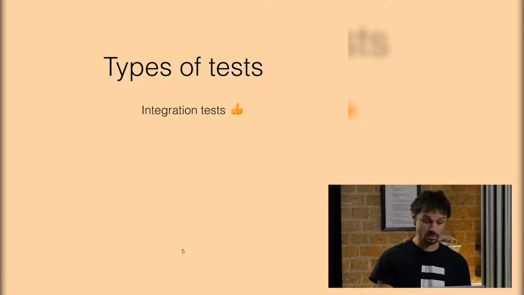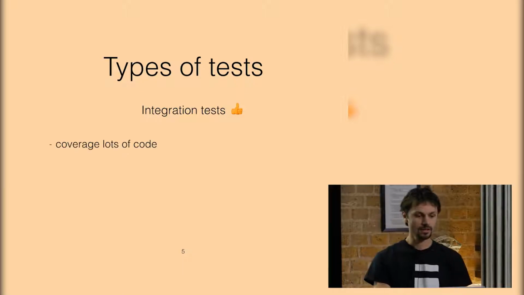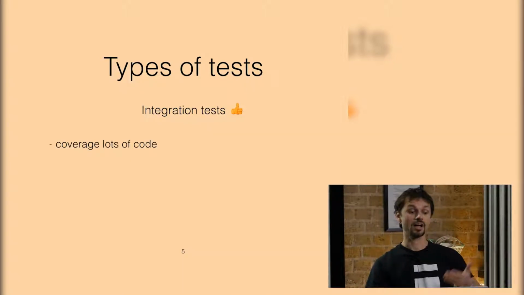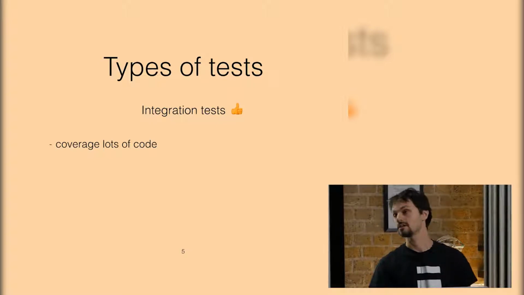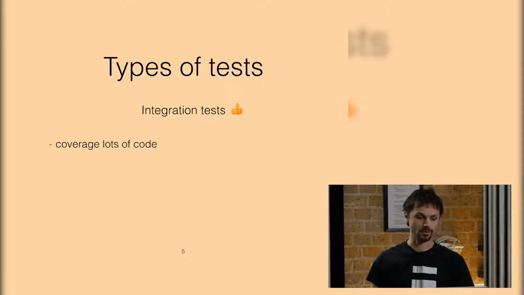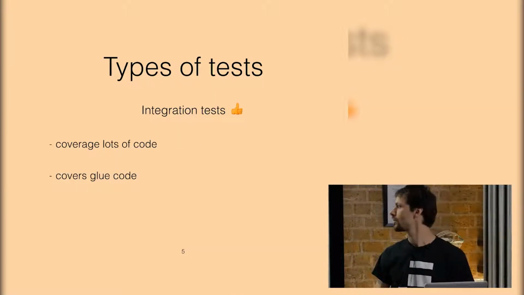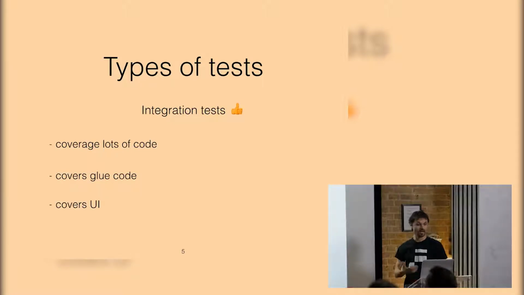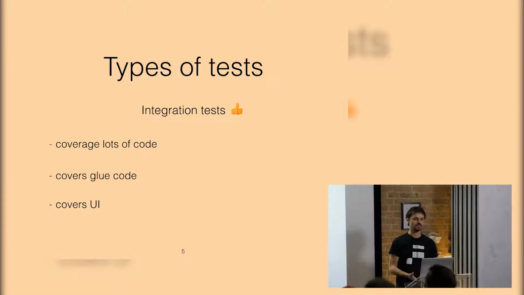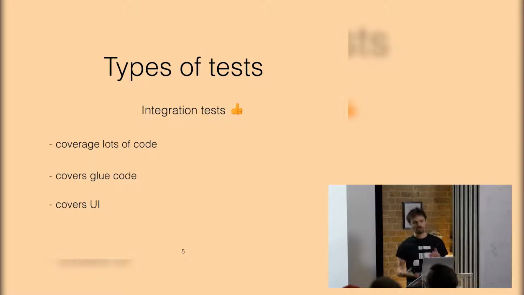So there are integration tests to complement those bad things. The good things about integration tests: they cover lots of code. A single test cuts through the entire system, all the layers, or lots of the layers, and that's why it's a valuable thing. It also covers glue code by definition, since it exercises everything, glue code included, and it covers the UI, since that's how users exercise our systems normally. Therefore, that's how integration tests exercise the system as well.